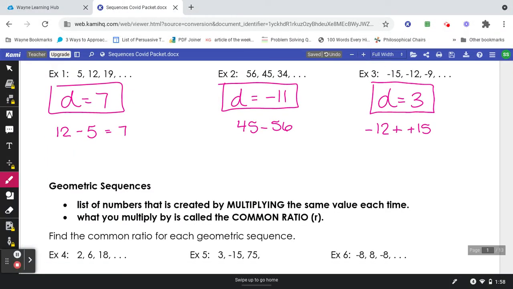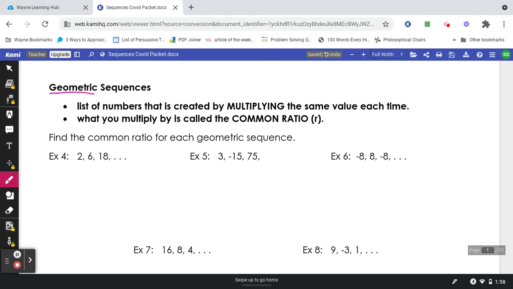The second type of sequence we have is called a geometric sequence. And that's when you are creating a list by multiplying by the same value each time. What you multiply by is called the common ratio. We use the letter R. So find the common ratio for each geometric sequence. 2 times what is 6? That's going to be 3. So 2 times 3 is 6. 6 times 3 is 18. So the common ratio R equals 3. You can also do that by doing the second term divided by the first. So in this case, 6 divided by 2 would get us 3.